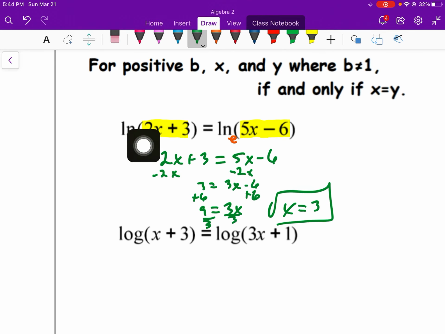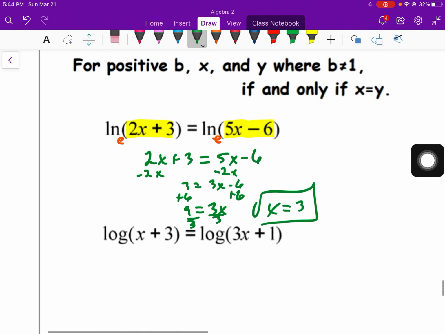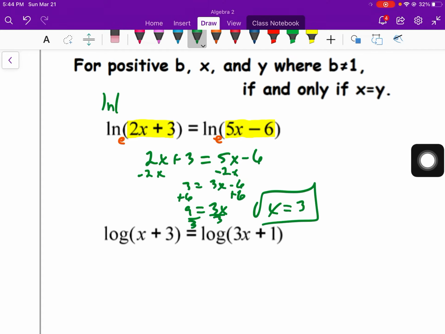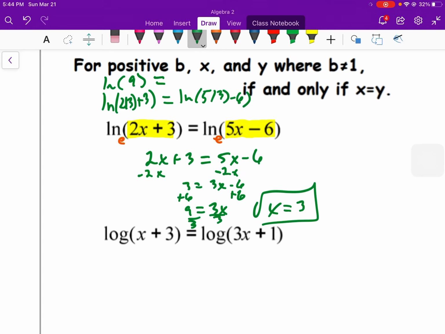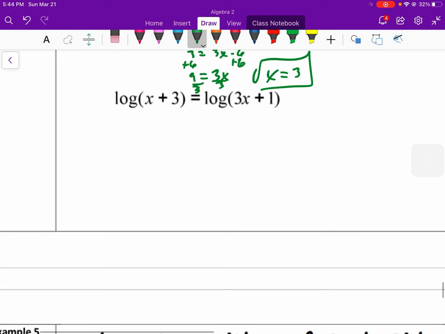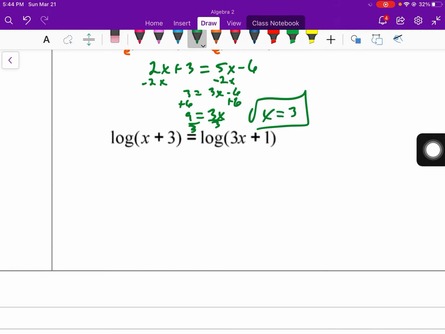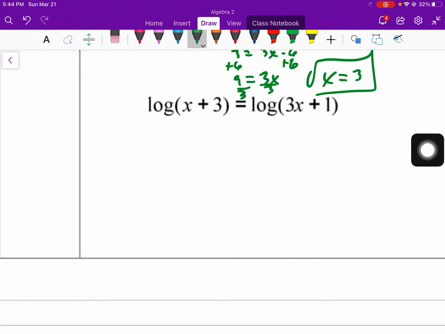And if we were to plug that in, you'd have the natural log of the same thing equal. So let me substitute. It would be the natural log of 2 times 3 plus 3 equals the natural log of 5 times 3 minus 6. This becomes the natural log of, let's see, 6 plus 3 is 9. This becomes the natural log of 15 minus 6, so natural log of 9. Yep. So that's all we're doing, substituting, and at the end, we're checking to see if our answer is true. And that is an important step. We will want to check for extraneous solutions.